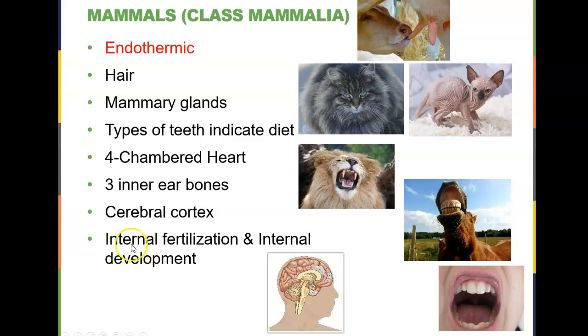Additionally, all mammals have internal fertilization, where sperm is transferred from the male of the species to the female. Fertilization takes place inside the female's body. But then, and only in the mammals, do we see internal development, so that the offspring go through their embryonic stages all the way up to being able to exist on their own at birth, and so an internal development.